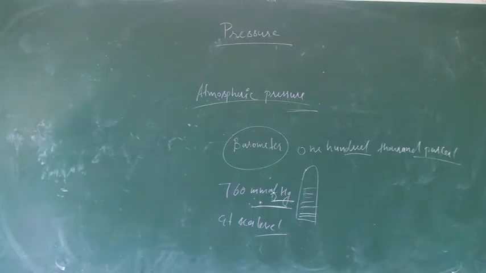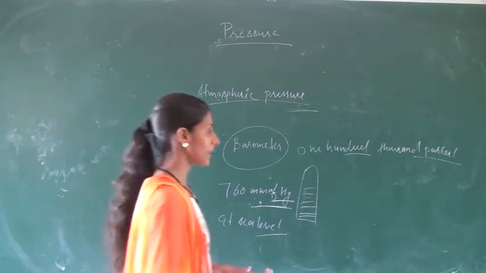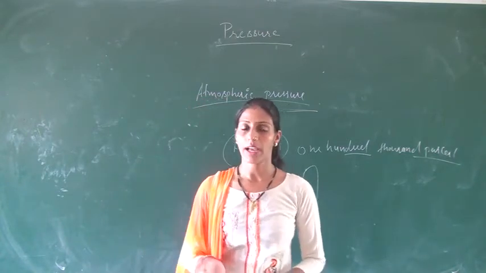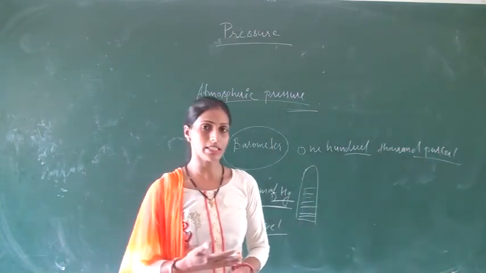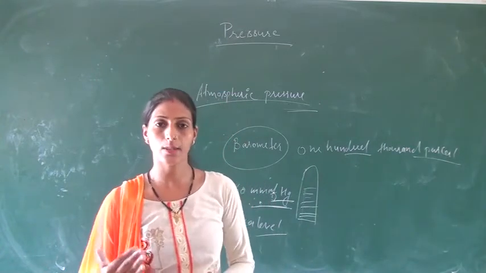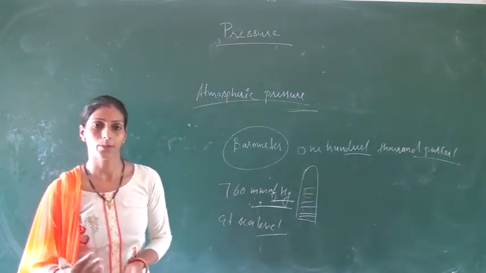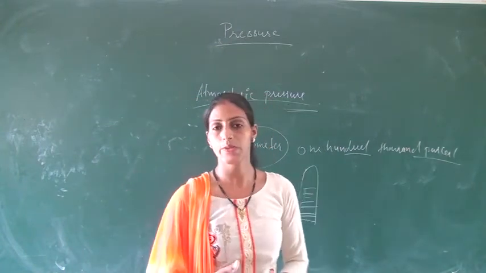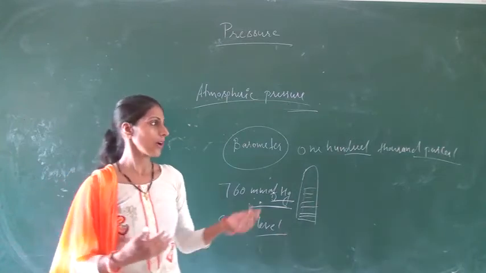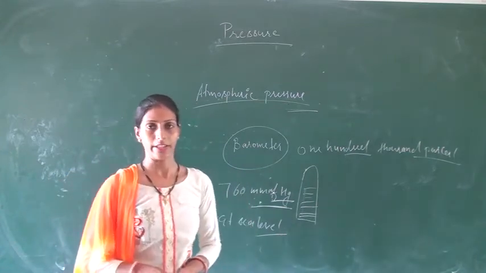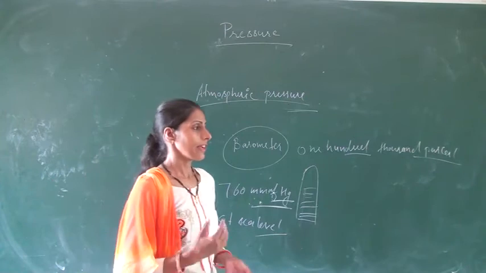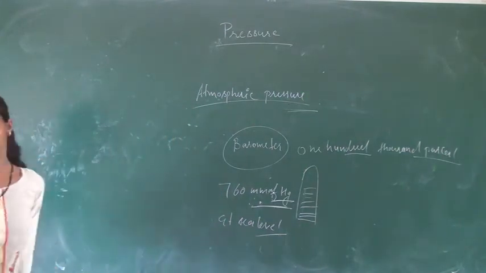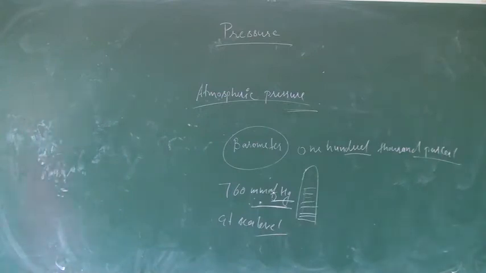After that, atmospheric pressure on other planets. On other planets, what is the effect of the pressure? Atmospheric pressure is the pressure due to the presence of air or atmosphere. On a planet on which no atmosphere is present, no atmospheric pressure will be exerted. And where air exists, atmospheric pressure works very strongly.